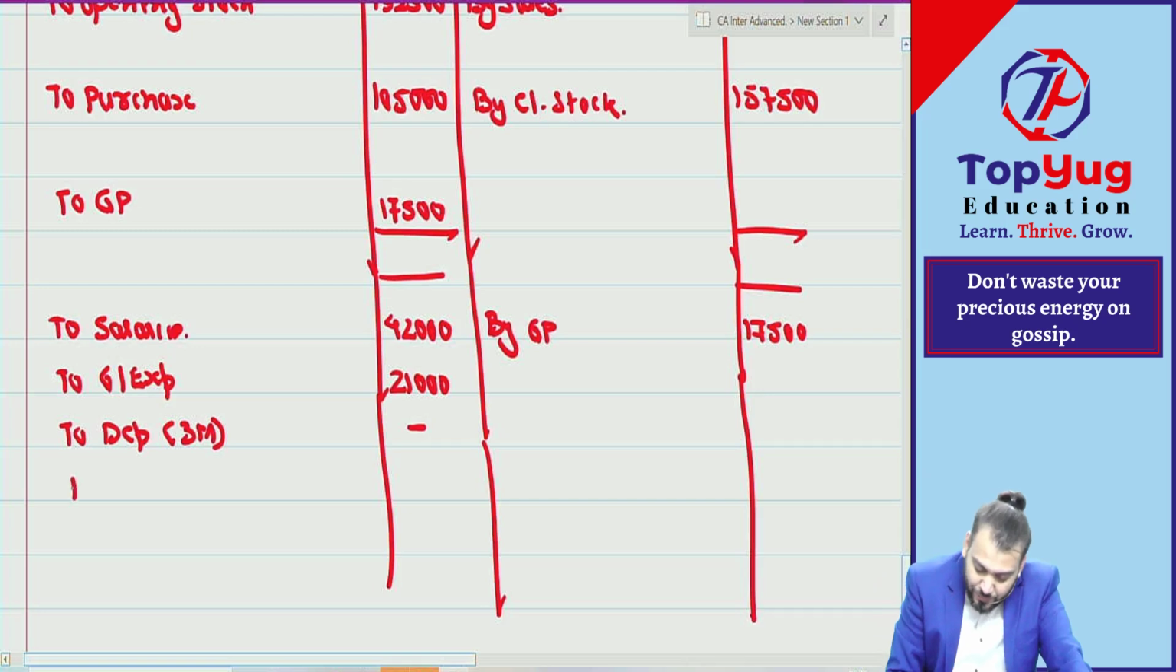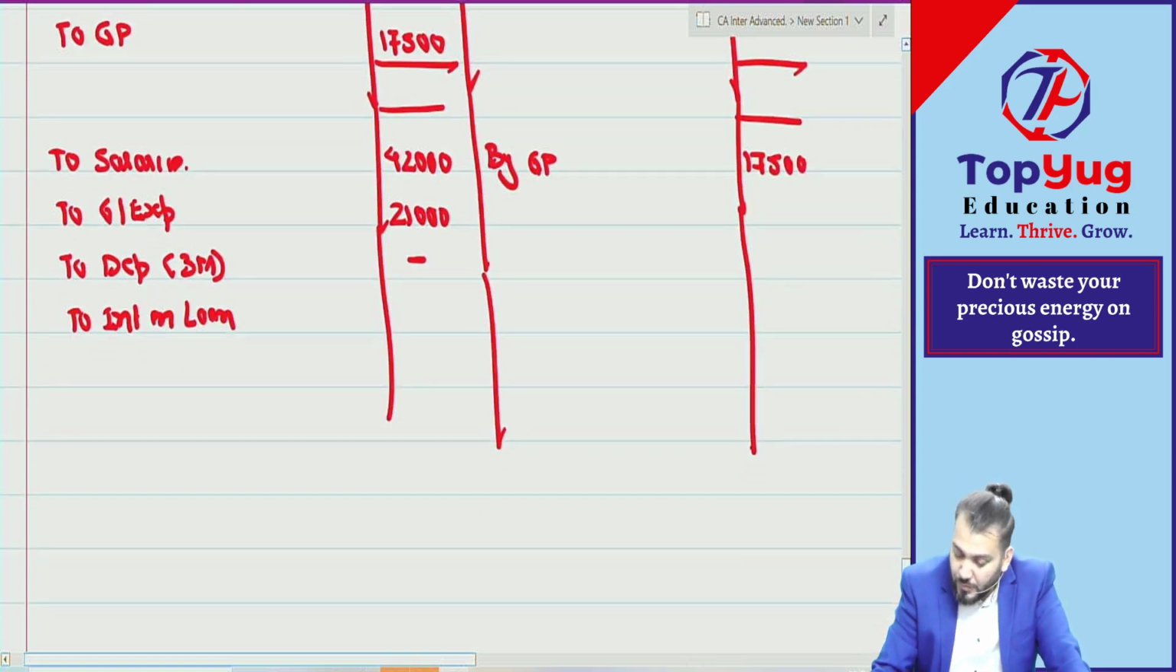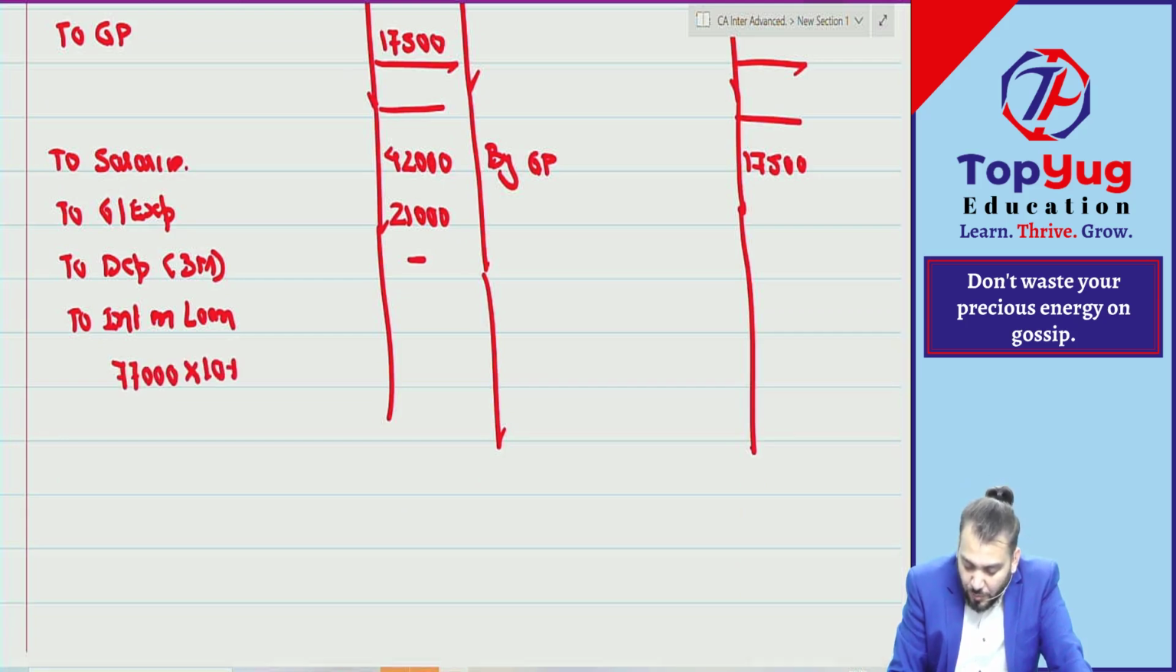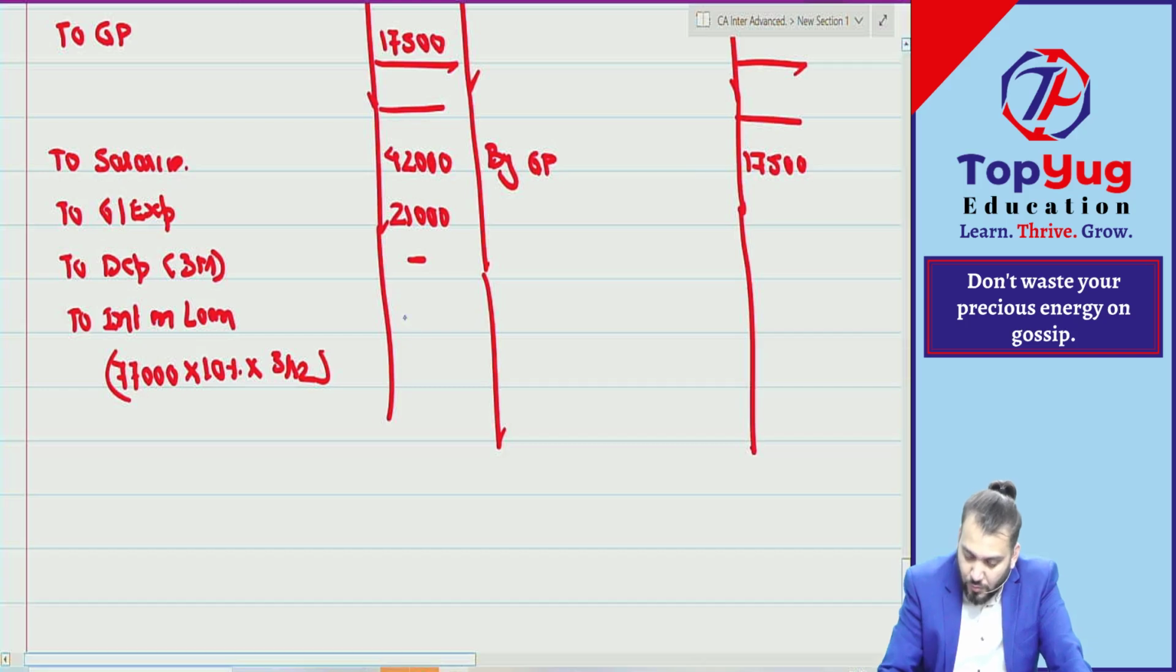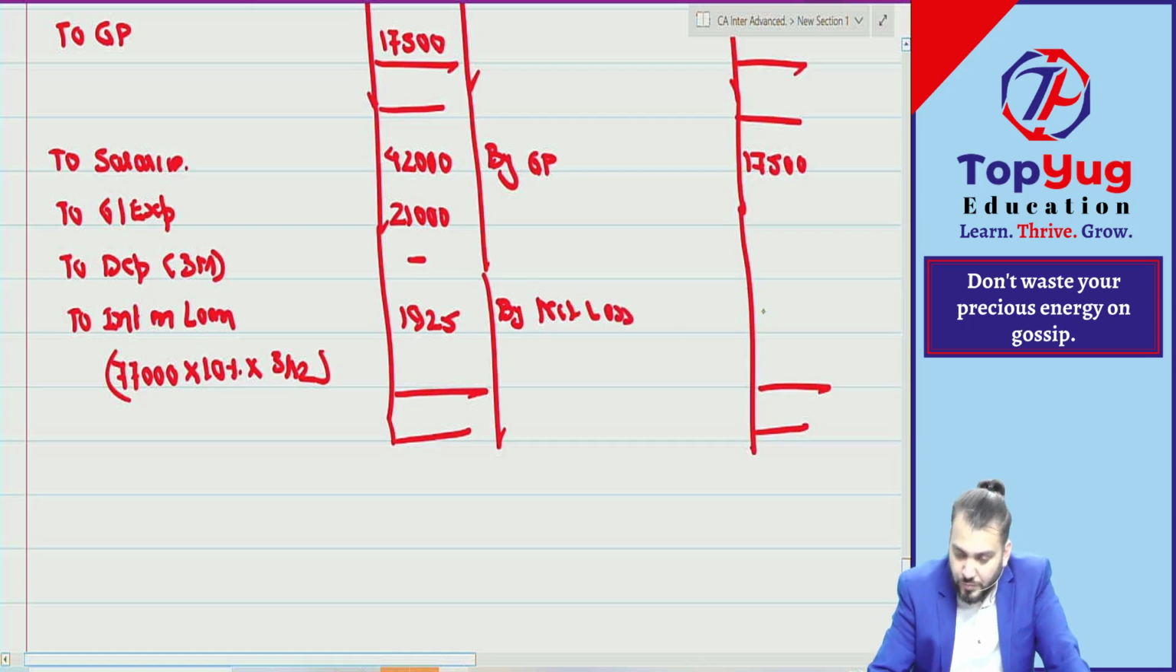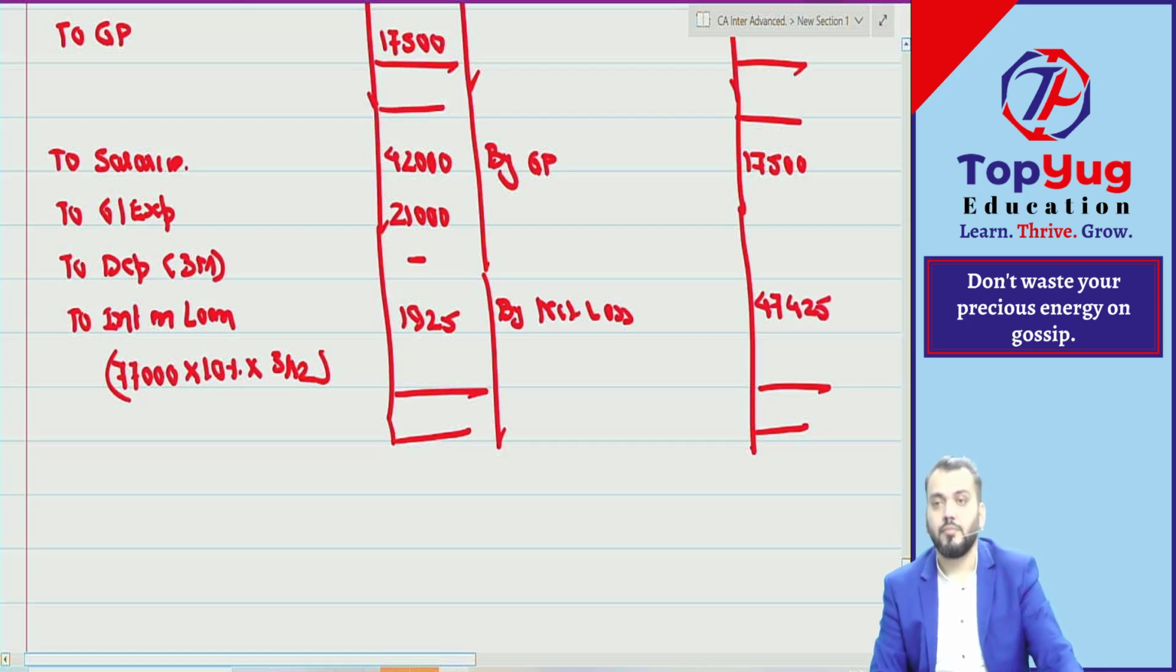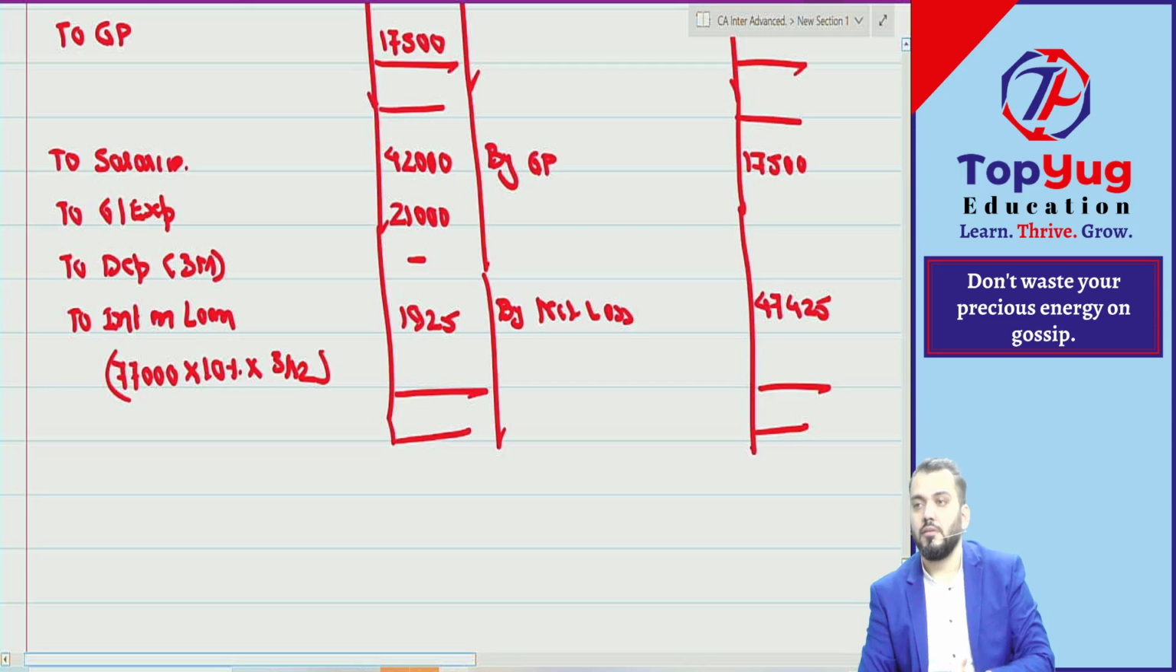Any more items? To interest on partners' loan. What was the loan amount? 77,000. For how many months? What is the rate? So can you give me the interest on loan? 1,925. But is it a net profit or net loss? I think there is a net loss. How much net loss? 47,425. Understood?